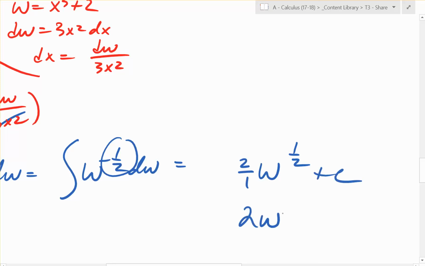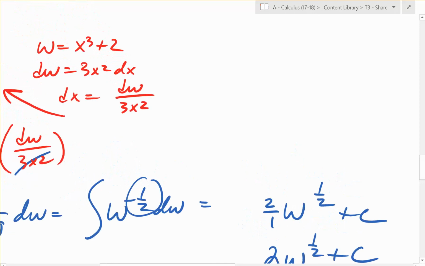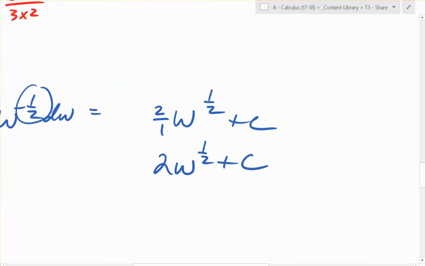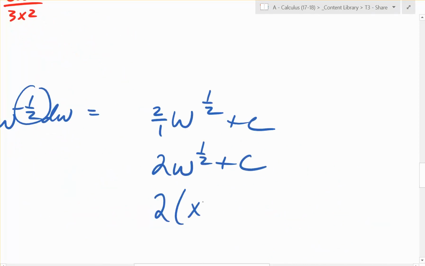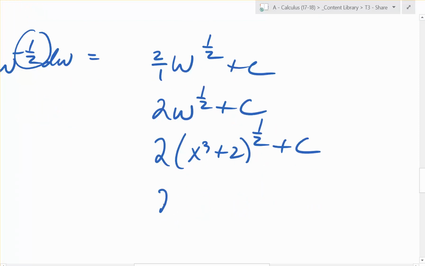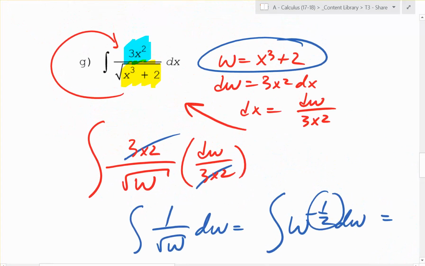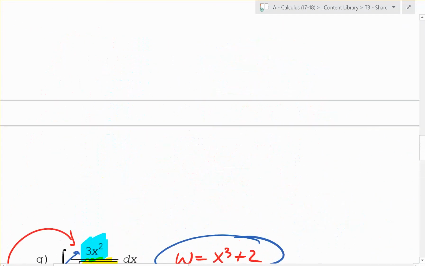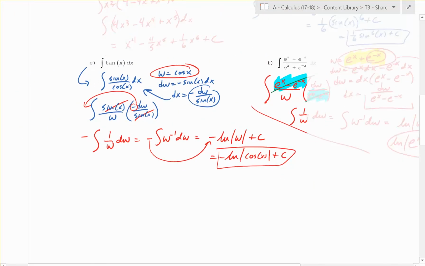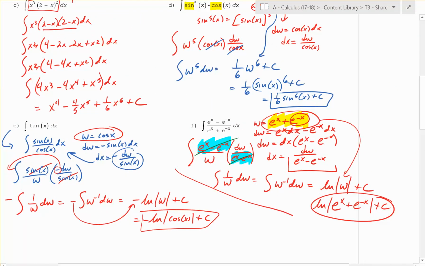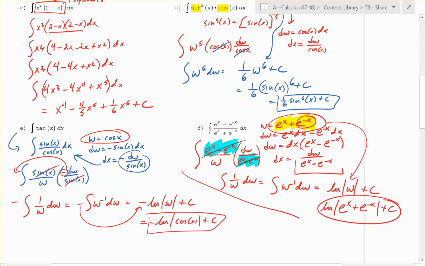So 2w to the 1/2 plus c, and we know w is equal to x cubed plus 2. So 2 times x cubed plus 2 to the 1/2 plus c, which you could write as 2 times the square root of x cubed plus 2 plus c. These are the same, so either one is fine. So look for instances where the power differs by 1, or you can link together sine and cosine, for example. But choose your substitution wisely. Sometimes you might have to do it a couple times.